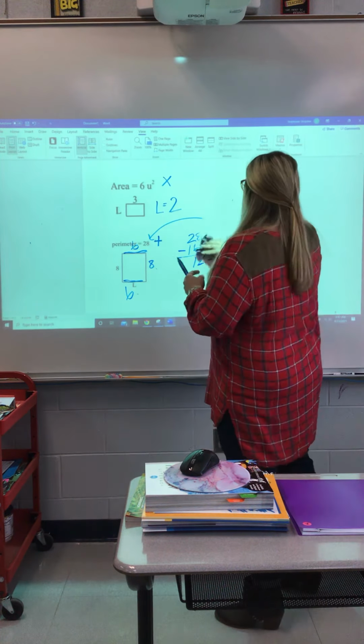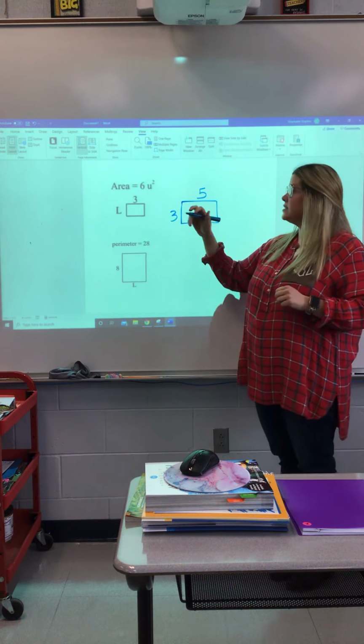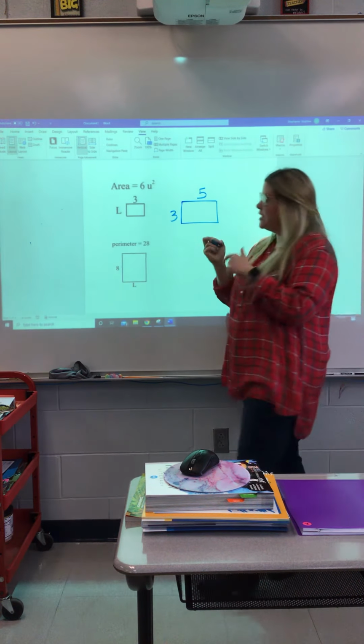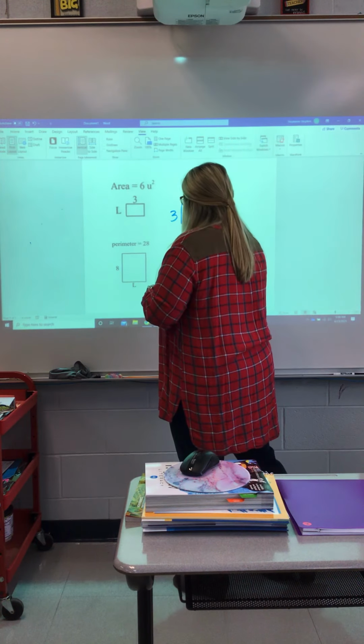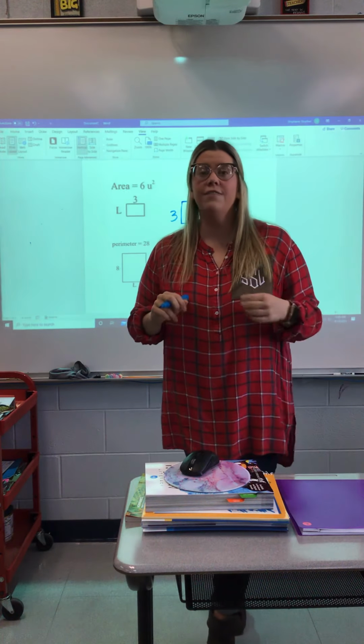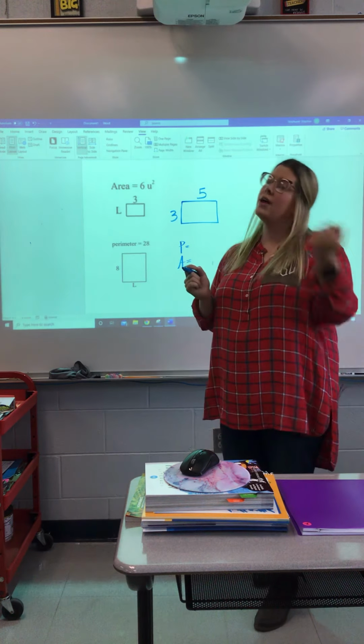Okay, so I just want to review one more thing with you. Let's say that I have a rectangle. Okay, there's my side lengths. My length is 5 and my width is 3. So can you tell me the perimeter and the area for this shape? Take a second, you can pause the video, try to figure out the perimeter and the area for this shape. Once you have it figured out, come back.